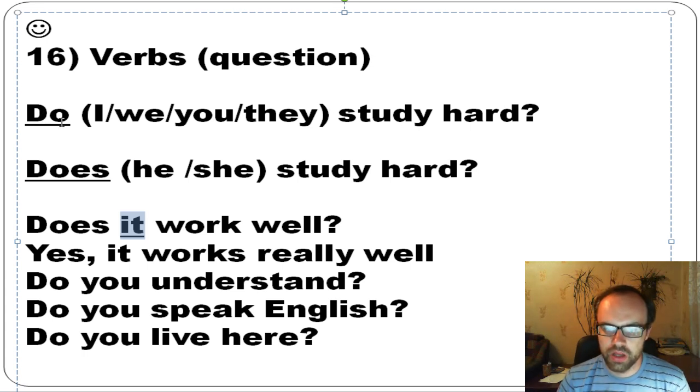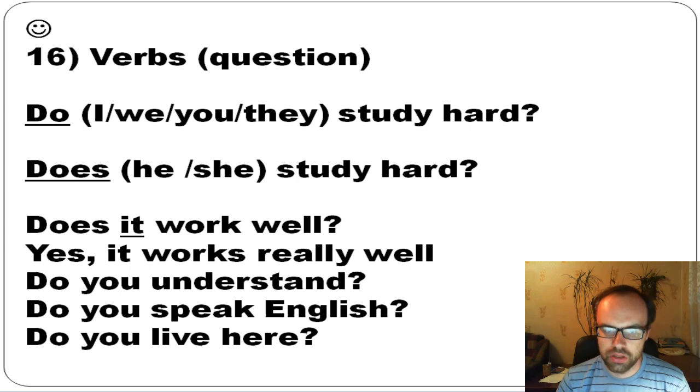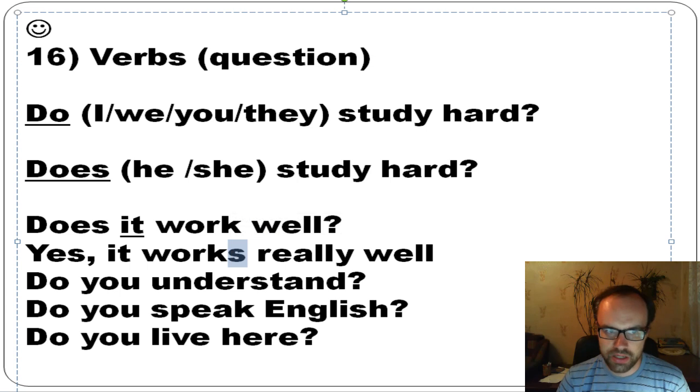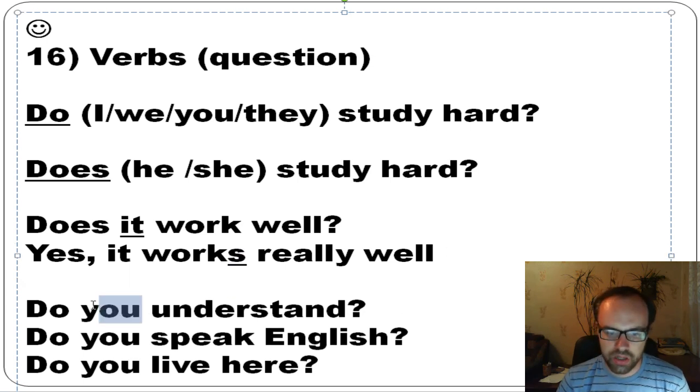So look, for example, do I study hard? Do we study hard? Do they study hard? Does he study hard? Does she study hard? Does it work well? Yes, it works really well. So you see, it works. If you have he, she, it, you add s, but not in questions and not in a negative form. Okay, so do you understand? You use do because you have you. Do you understand?